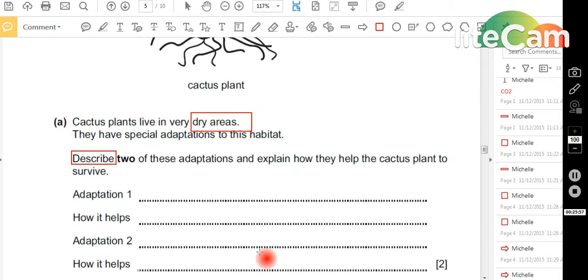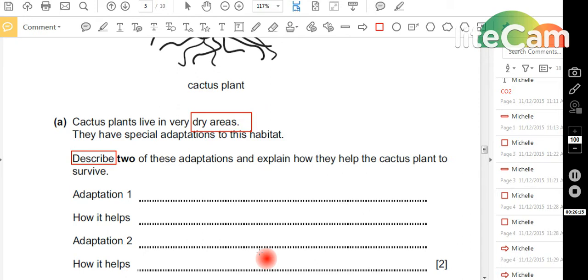The first adaptation is it has a fibrous root, which means it can take up whatever water it can get. Okay, fibrous root, you say. It has thorns to protect the water that it did get. Okay, just go back to the first one. You said a fibrous root.